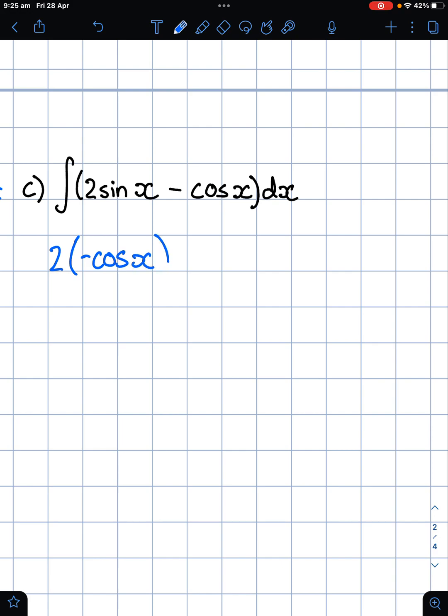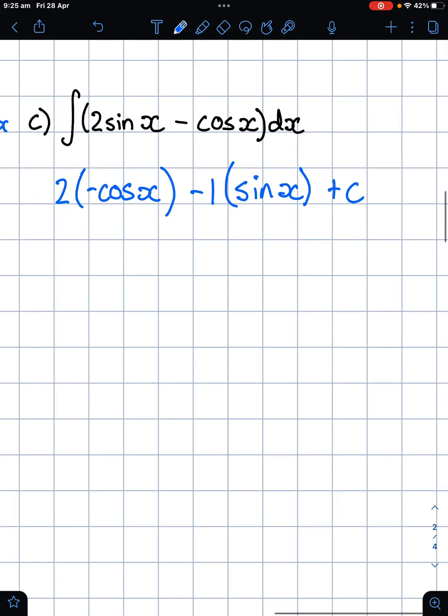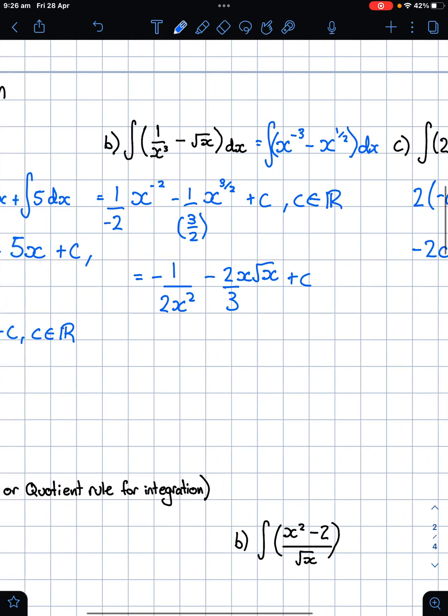All right. And then I've got negative 1 here, and then the integral of cosine x is just sine x. We sort of know that from the derivative of sine and cosine. So then we're going to write this out a little bit more simply. So negative 2 cosine x, take sine x plus c. Cool. So they're sort of our simple integrals. So we're going to go on to the next one.